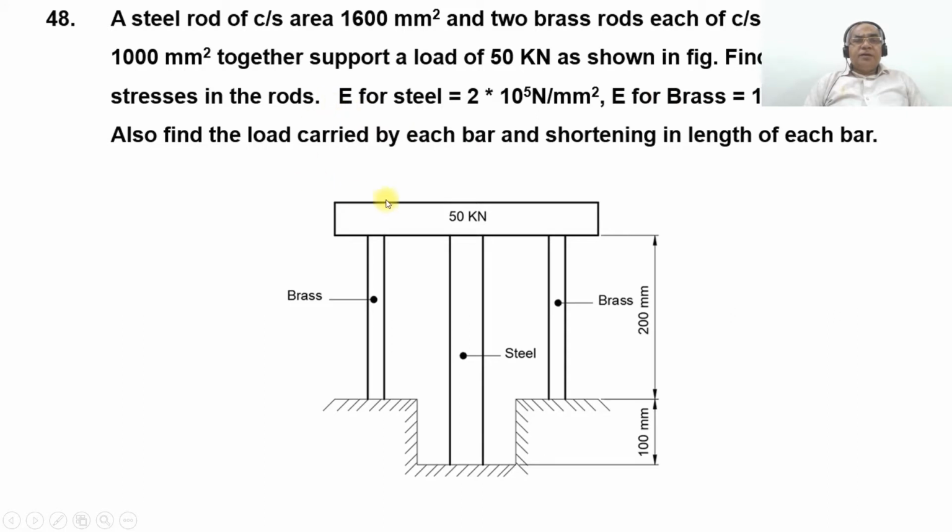So we have a 50 kilonewton rigid plate fixed over the two brass rods and the steel rod. Find the stresses in the rods, that means the two brass rods and the steel rod. E for steel is 2 into 10 to the power of 5, and E for brass equals 1 into 10 to the power of 5 Newton per mm square. Also find the load carrying capacity of each bar and the shortening in length of each bar.